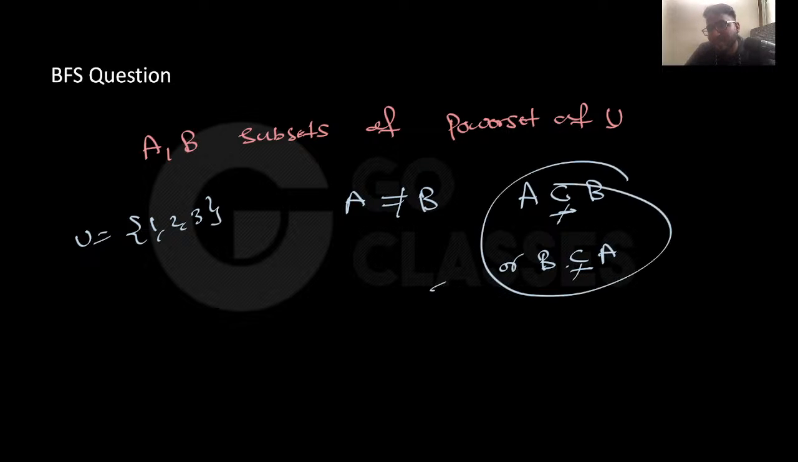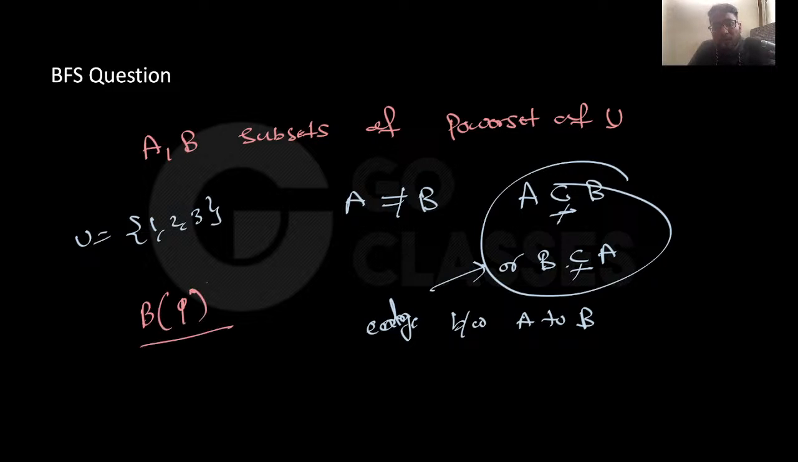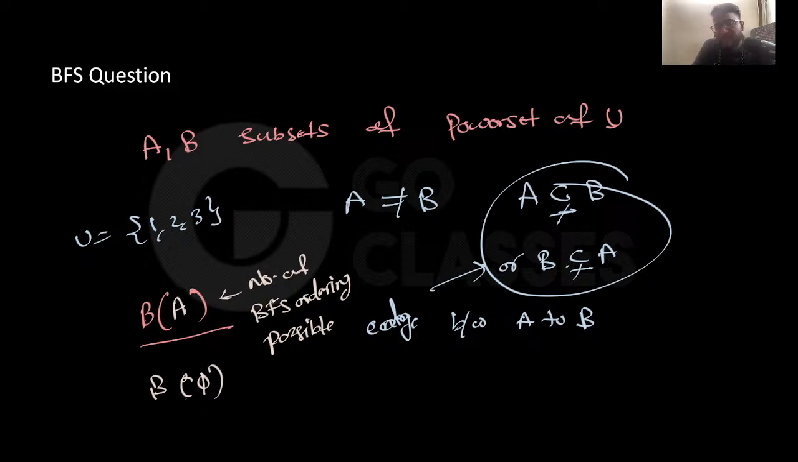If that is the case, then you have an edge between A and B, right? And then they have defined some function B of phi. They have defined that this is the number of BFS orderings possible. So let's suppose B of any set A is the number of BFS orderings possible. Now they have asked B of phi. So what is B of phi?